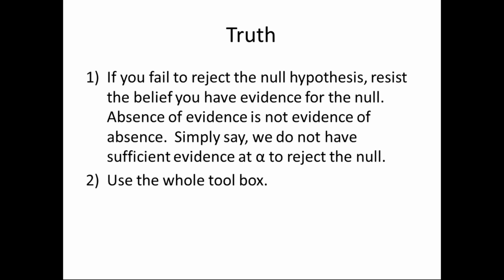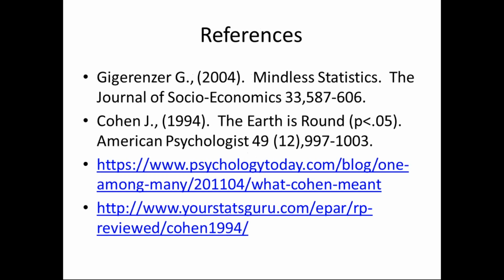Use the whole toolbox, and I'll try to bring you more fun articles next week when I'm up again, if you want to read them. Mindless statistics, if you want to go find that, that's an interesting read. My favorite one is by Jacob Cohen, who is the guy who did massive books on power calculations. I loved it. He said he sent an article in that said the Earth is round. We have a p-value demonstrating it at the 0.05 level. We have proven it. Yeah, thanks, Jacob.